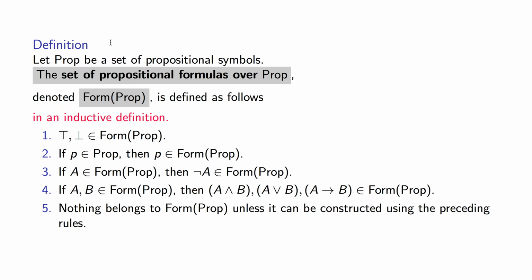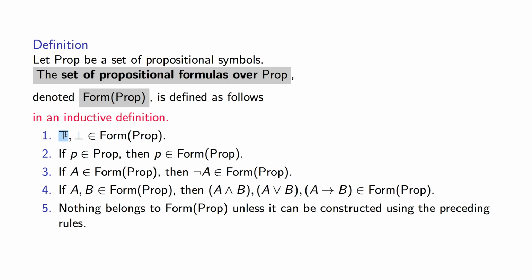Here is an example of an inductive definition. Let prop be a set of propositional symbols. For instance, prop could be the set containing symbols p, q, and r. We'll be using the symbols to write propositional formulas. The definition tells us what is meant by the set of propositional formulas over prop. The set will be denoted form of prop, and it is defined as follows.